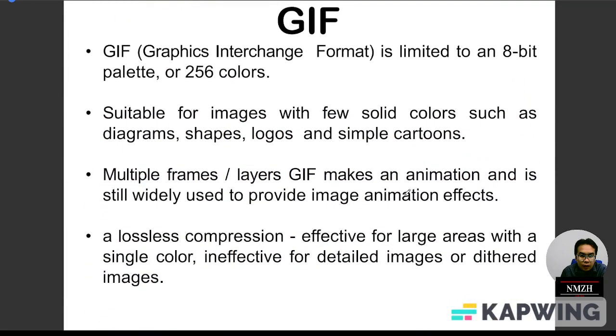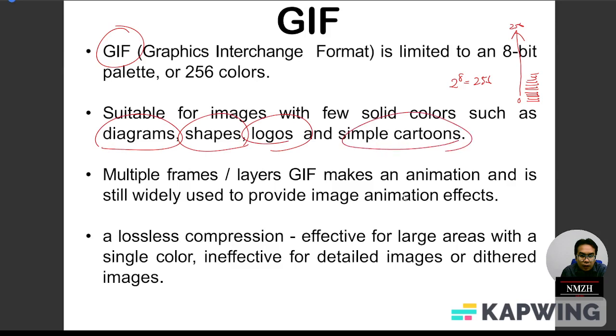So GIF, graphics interchange format, is limited to 8-bit. As I mentioned earlier, 8 bits is 256, meaning 0 until 256 scale of color could be represented by GIF. Okay. Suitable for images with few solid colors such as diagrams and shapes. So basically GIF is for logos, shapes, and simple cartoons. Okay. And it is lossless compression.